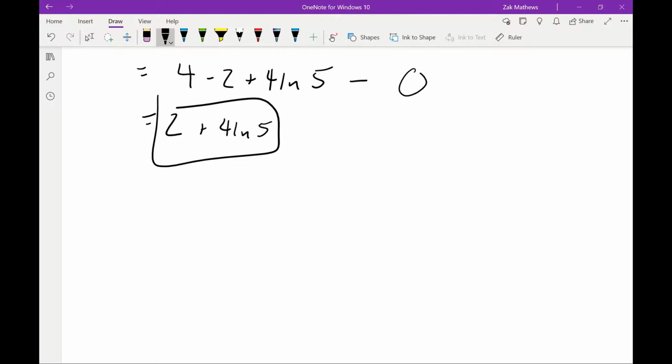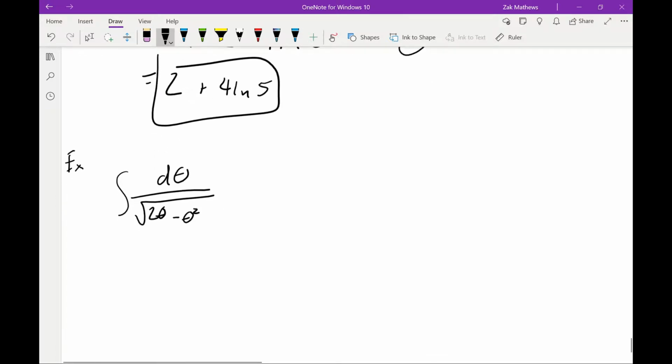Let's take a look at this problem. Let's take the integral of d theta over the square root of 2 theta minus theta squared. All right, so if we look at this, we again don't know how to directly take the antiderivative because the inside of that square root is quite complex.